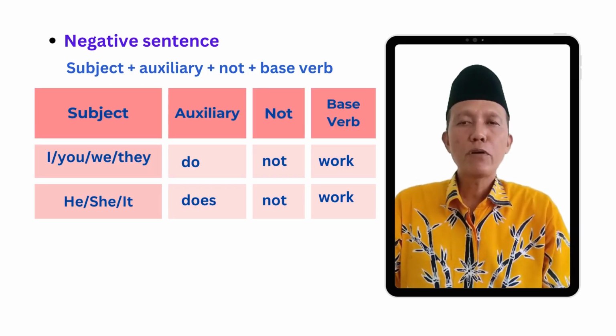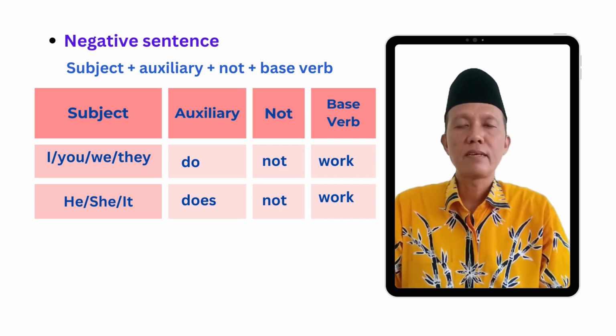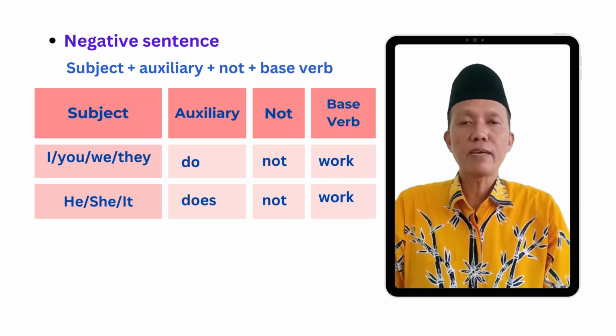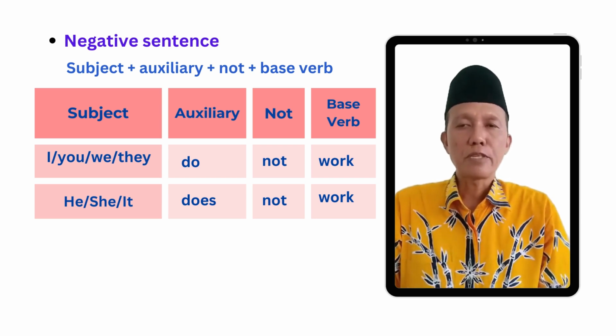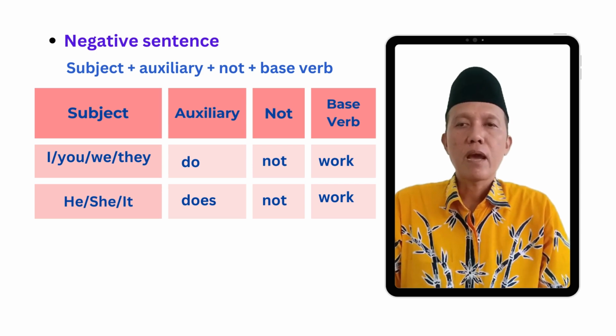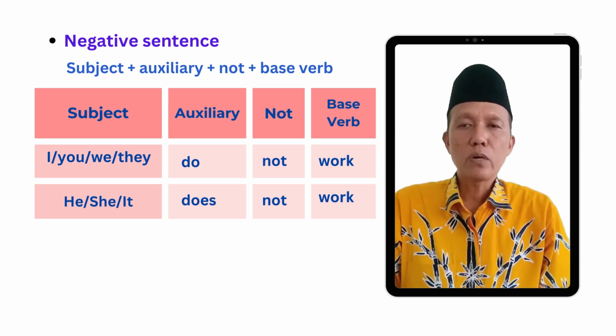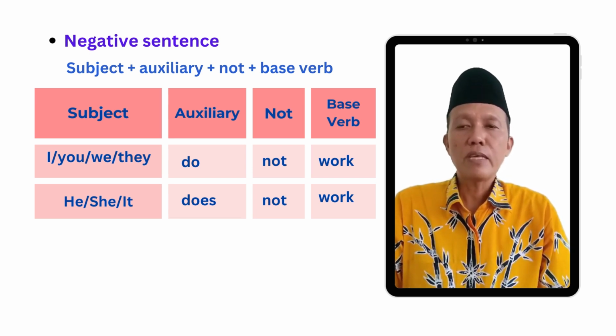Okay, now let's move on to discuss about the structure for negative sentence. The structure for negative sentence is that subject plus auxiliary plus not plus base verb. I do not work, you do not work, we do not work, they do not work. He does not work, she does not work, it does not work. Take a look at the examples.